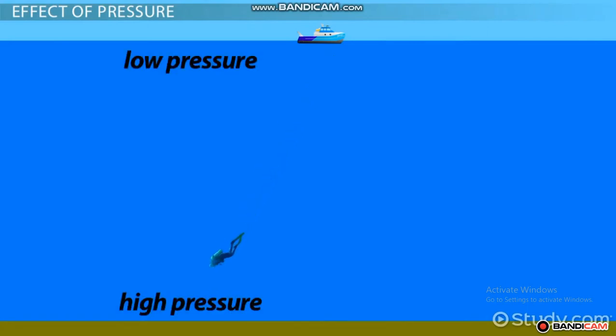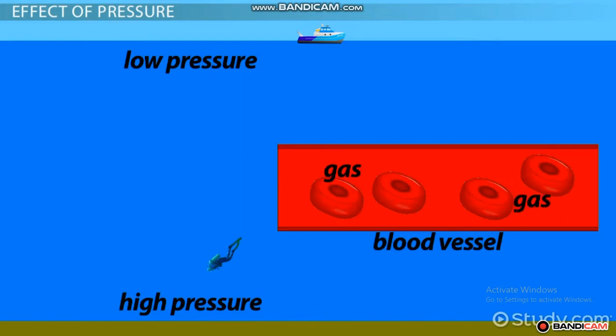As divers breathe, more gas is being dissolved in their blood and other fluids. You already know that gases are less soluble at lower pressure. If divers come back up too quickly, the air that is dissolved in their blood bubbles out of solution. These bubbles can seriously affect blood circulation and nerve impulses.